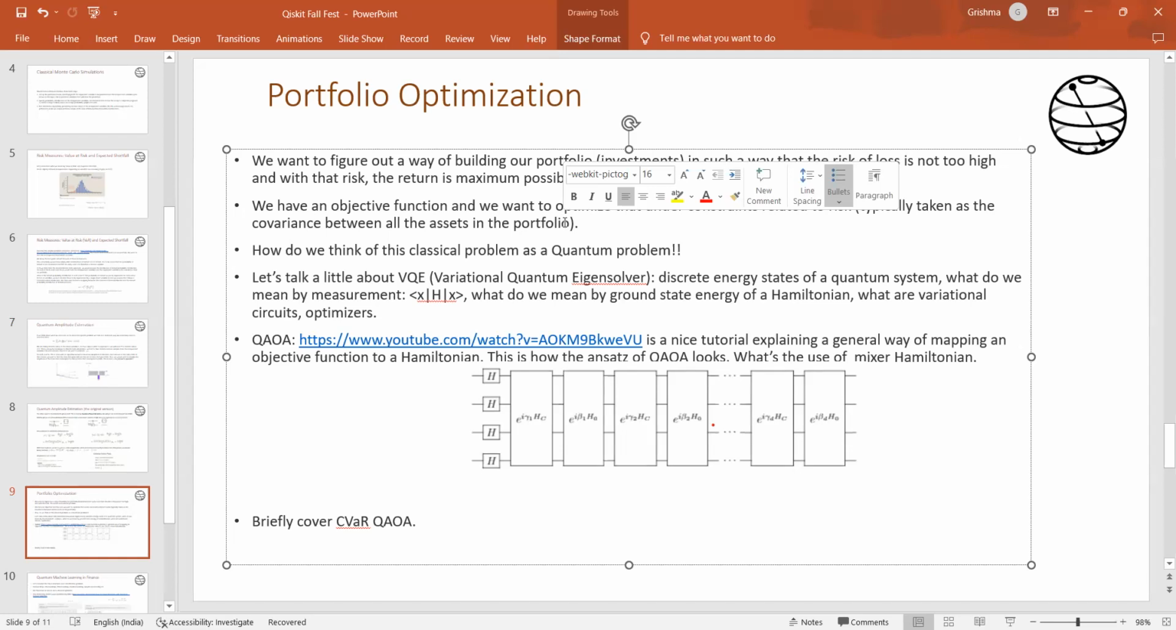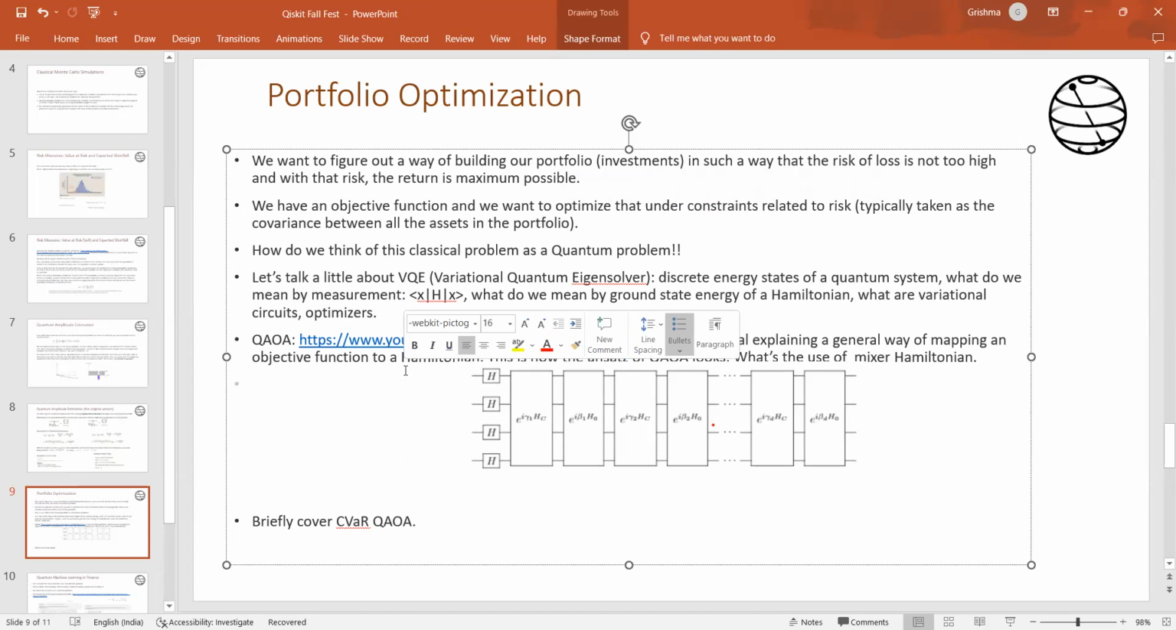Coming to the next use case, which is portfolio optimization. Portfolio optimization is a very common problem statement in finance. It's like any other optimization problem. Essentially, what you want is a portfolio wherein your risk.